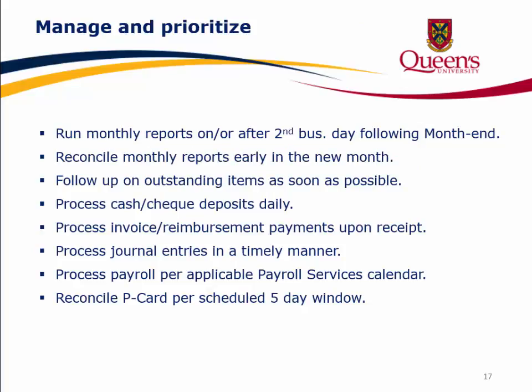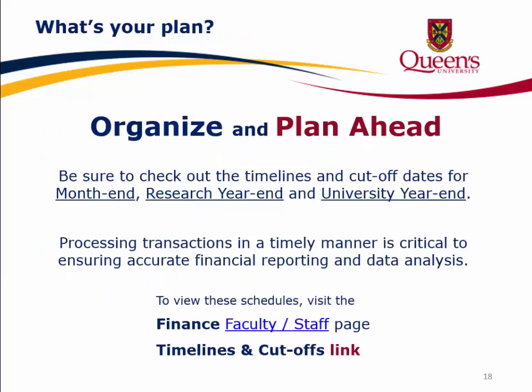Begin with running your monthly reports on or after the second business day following month-end. Reconcile your monthly reports early in the new month. Follow up on outstanding items as soon as possible. Process cash check deposits daily. Process invoice reimbursement payments upon receipt. Process your journal entries in a timely manner. Process payroll per applicable payroll services calendar. And be sure to reconcile your P-card per the scheduled 5-day window.